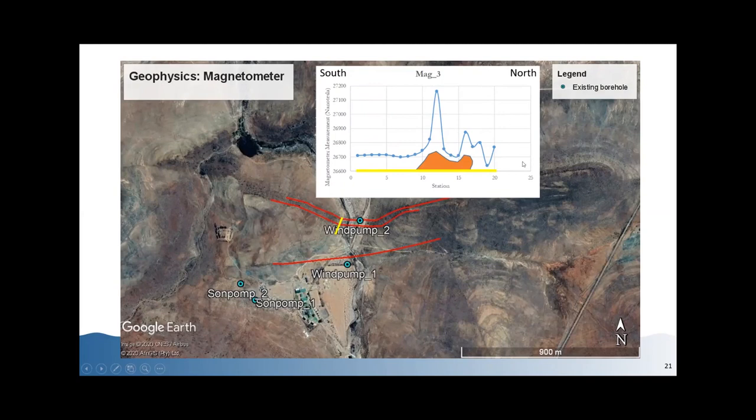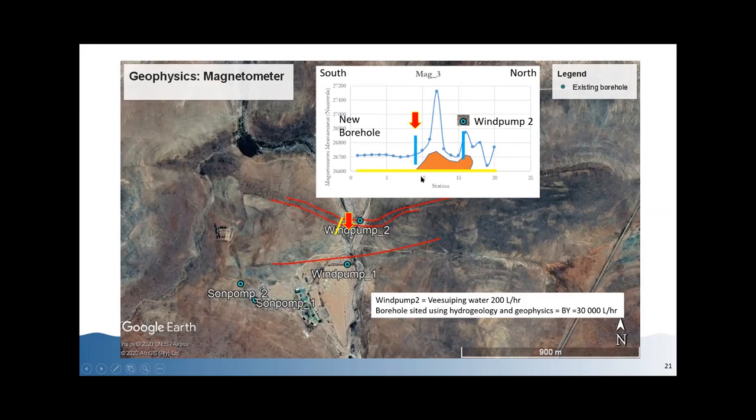And if we plot the position of the existing borehole, wind pump 2, we see that it's on the down gradient side of this dike. So what we did is we plotted a new borehole on the up gradient side of the dike, and that resulted in a borehole which gave a blow yield or an airlift yield of 30,000 liters per hour versus the 200 liters per hour. And it was not because the first person sited incorrectly. He sited on the right structure. However, geophysics allowed us to see how this dolerite dike dips.